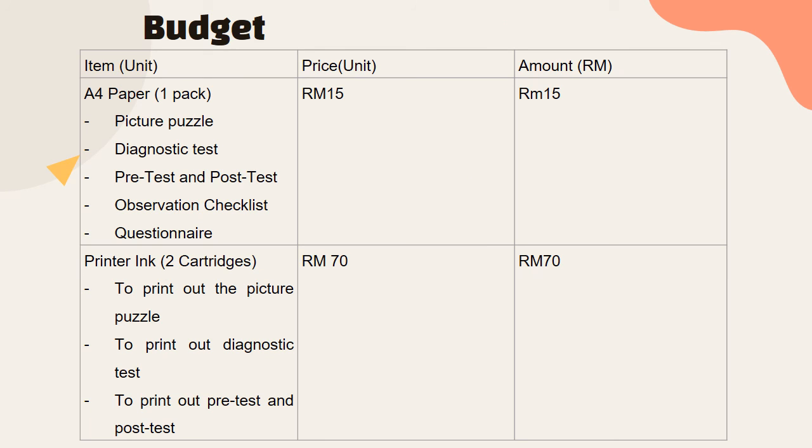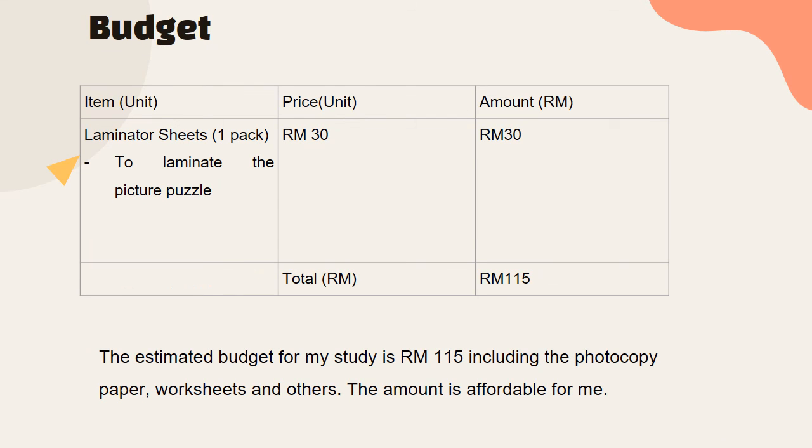This is the budget for my research. The A4 paper, printed ink and also the laminator sheets will cost me around 115 ringgit. So the estimated budget for my study is 115 ringgit Malaysia, including the photocopy paper, worksheets and others. So the amount is affordable for me.